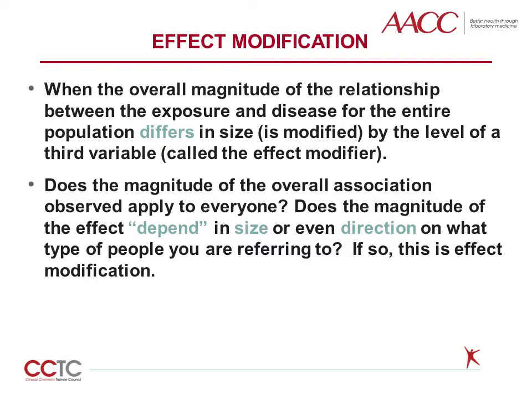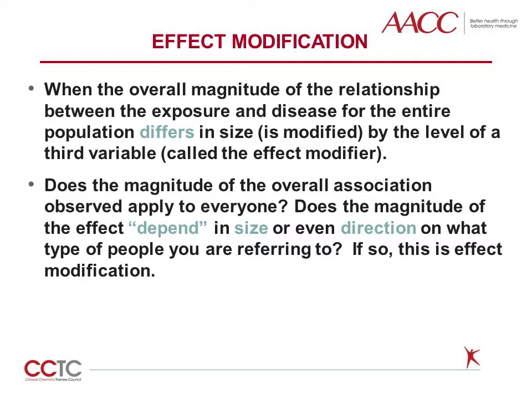But what if one number doesn't represent everybody? What if the magnitude of the relationship between smoking and lung cancer is not the same for everybody? Those who are 80 years old do not have the same magnitude of association between smoking and lung cancer as those who are 20 years old. In that case, the variable age is something called an effect modifier.